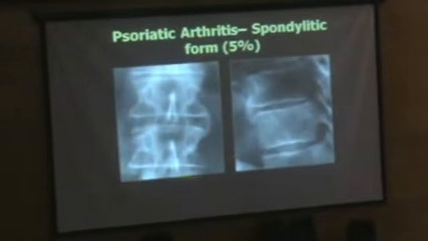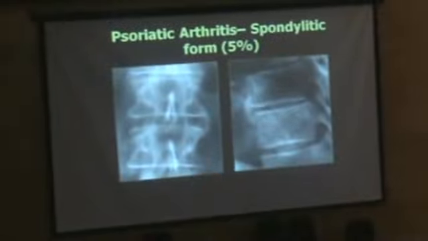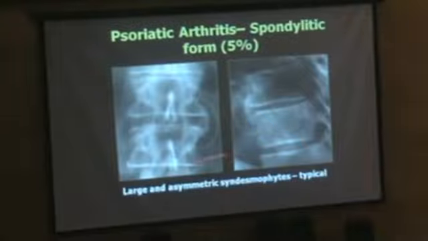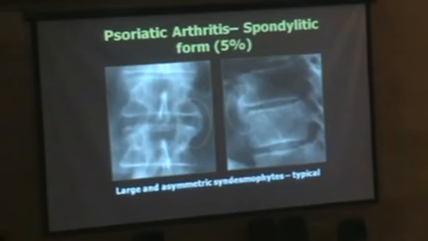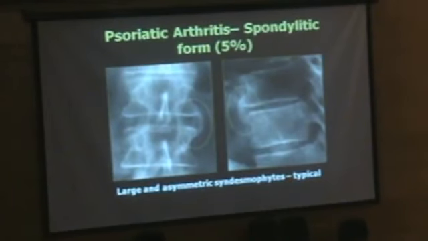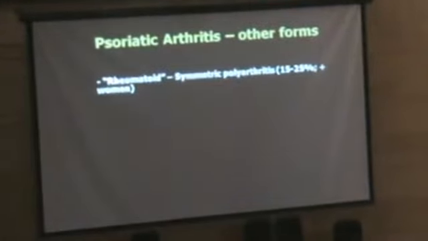We're going to see as well syndesmophytes in the spine, but the characteristic here is that they are large and asymmetric syndesmophytes, which is typical of the axial involvement of psoriatic arthritis when we compare to patients with ankylosing spondylitis. I go through this very quickly.